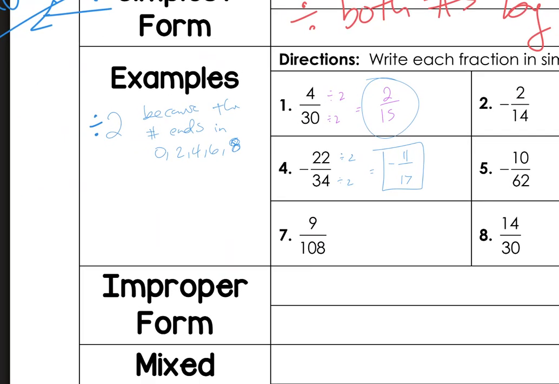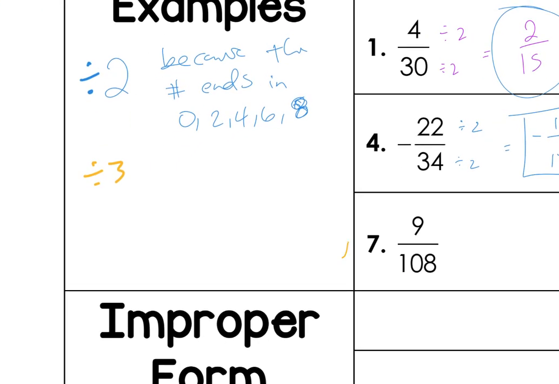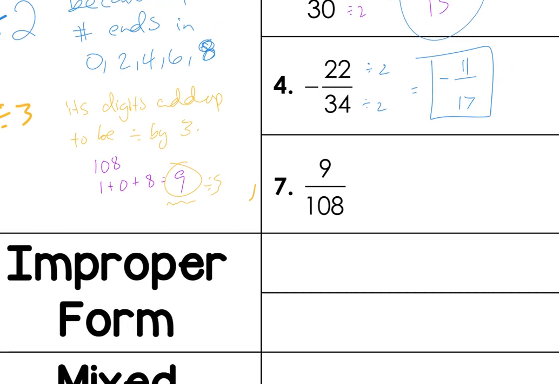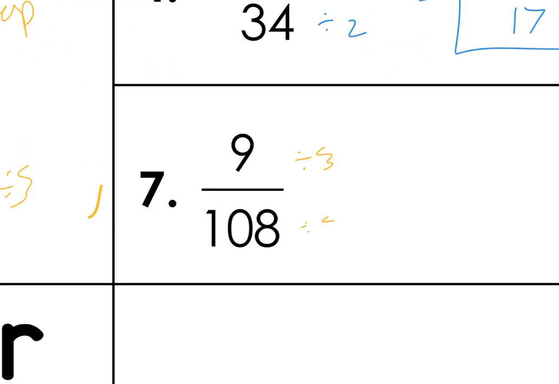Now, this next one, it's not divisible by 2 because it doesn't end in 0, 2, 4, 6, or 8. Now, that does, but that does not. So how do you know if something is divisible by 3? And this is kind of a funky one. Its digits add up to be divisible by 3. So here's an example. 108 is really 1 plus 0 plus 8, which is 9. And 9 is divisible by 3. Okay? So we can divide this by 3. Divide by 3, divide by 3. And on top we get 3 because 9 divided by 3 is 3.